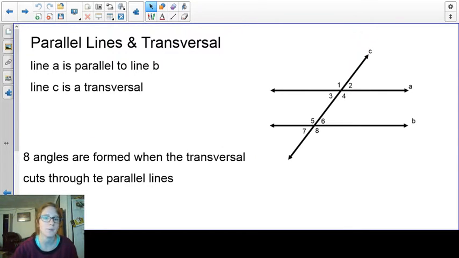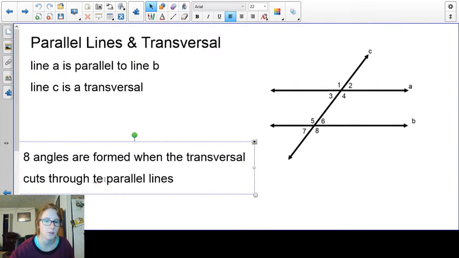So today we're going to talk about parallel lines and a transversal. The lines A and B are parallel to each other. That means they go on forever and ever without ever touching. This line C here that cuts both of them is referred to as the transversal. When this happens, you have 8 angles that are formed where it cuts through the parallel lines.